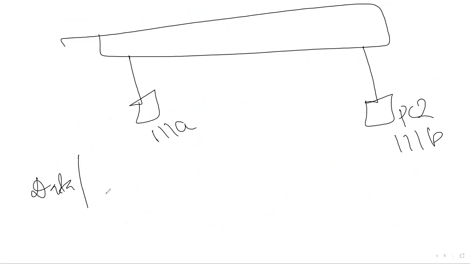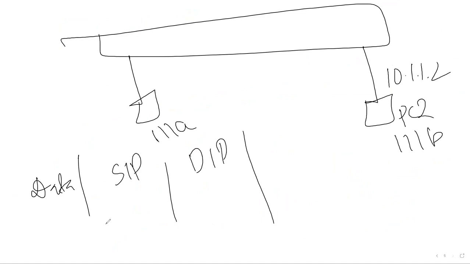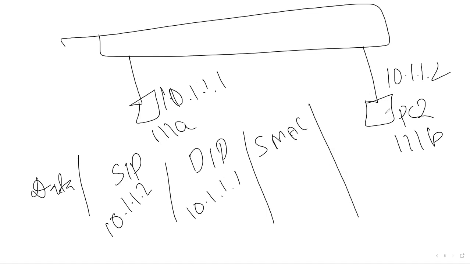So before the data, it's just the communication. We'll talk about the source IP and destination IP. Now the source IP is 10.1.1.2 because now the source is PC2. The destination IP is 10.1.1.1. Source MAC: now the sender is PC2, sending back 111B. And the destination MAC is 111A. The destination MAC will come from the incoming frame.